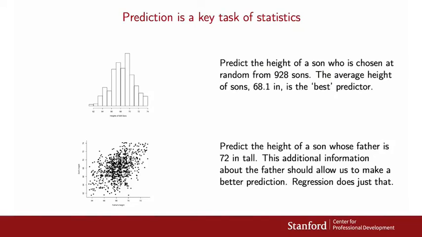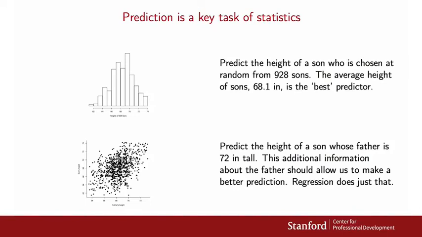Now suppose we have more information. Not only do we have a histogram of the heights for the sons, but we also know the heights of their fathers. The heights of these 928 father-son pairs are given in the scatter plot on the left. Again, we have to predict the height of a son, but now suppose we know that the father is 72 inches tall. Clearly, this additional information should help us somehow in our prediction.